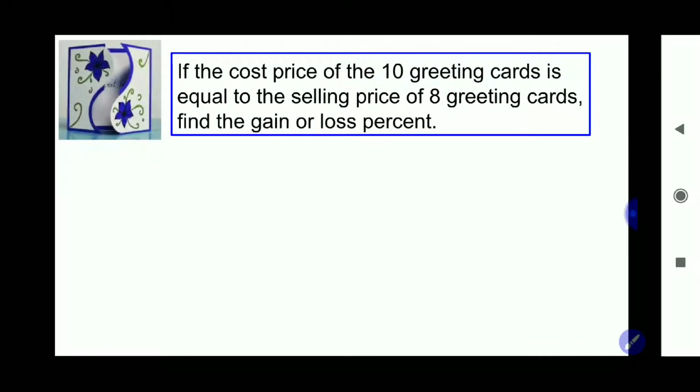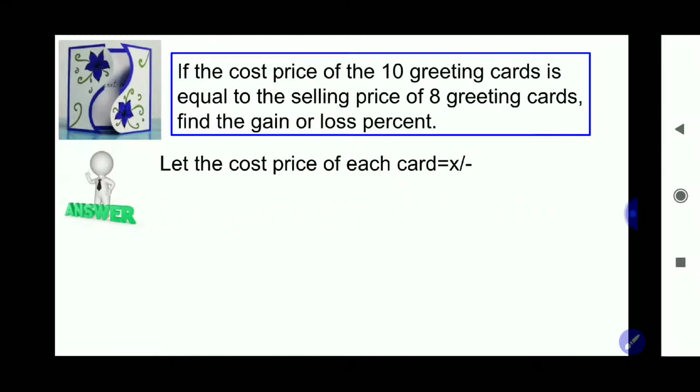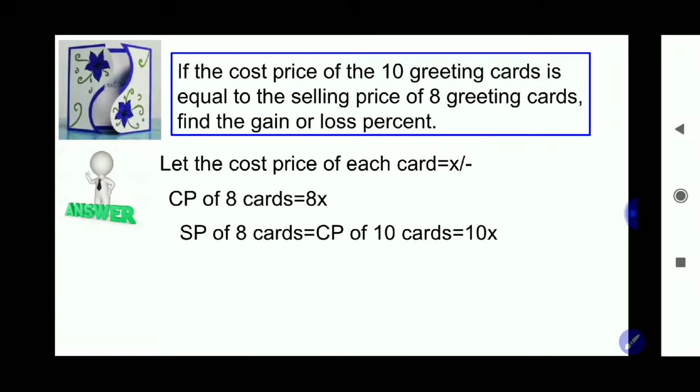One more question. If the cost price of 10 greeting cards is equal to the selling price of 8 greeting cards, then find the gain or loss percent. Examine the question carefully. If the cost price of 10 greeting cards is equal to the selling price of 8 greeting cards. Now, in this question, let the cost price of each card be x rupees. Then cost price of 8 cards is 8x. Now selling price of 8 cards.